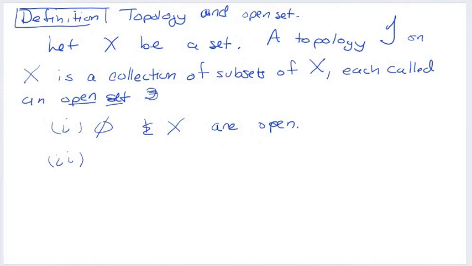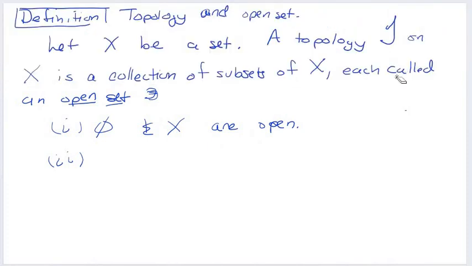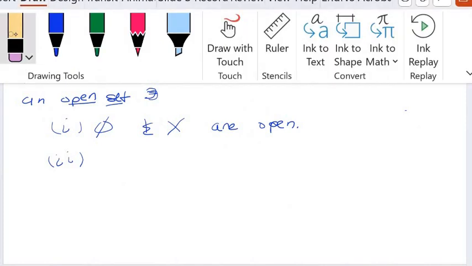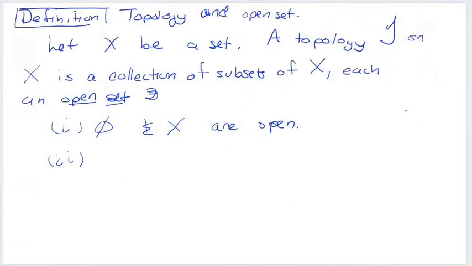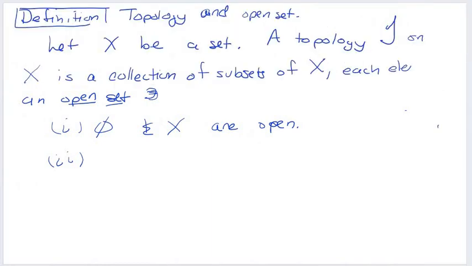Definition of open set. So topology is a collection of subsets of this thing, where each of the, I missed something. So each one of the elements of T is called an open set.